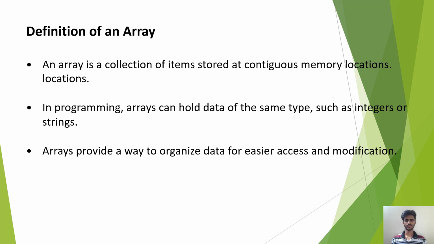Definition of an array. An array is a collection of items stored at contiguous memory locations. In programming, arrays can hold data of the same type, such as integers or strings. Arrays provide a way to organize data for easier access and modification.